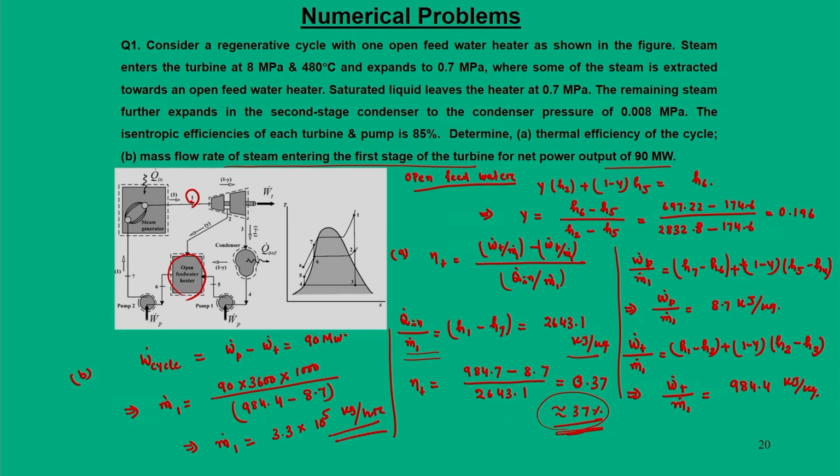So, this problem emphasizes the role of an open feed water heater in improving the thermal efficiency of a Rankine cycle, which involves the regenerative concept. With this, I conclude. Thank you for your attention.